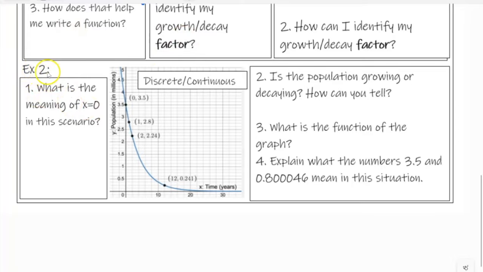So please go ahead and answer example 2 in regards to what's happening in this graph. This is the population in millions, and this is time in years. Let's practice.